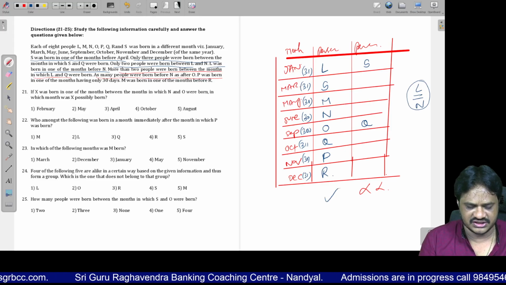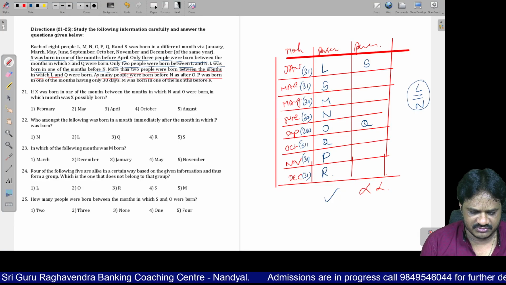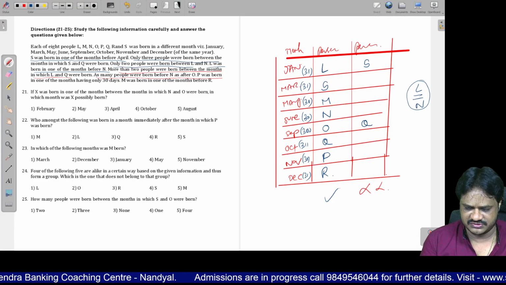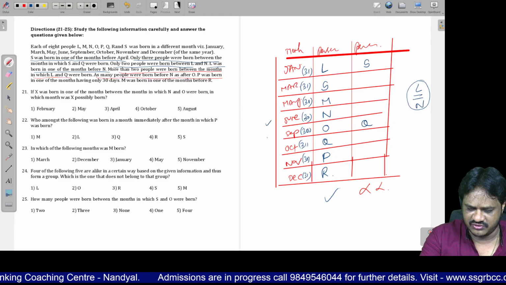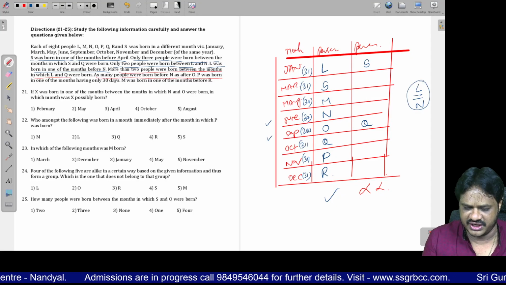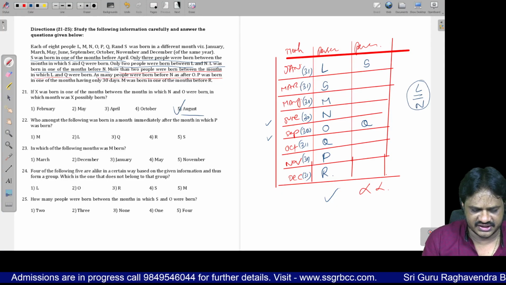Now let us answer the questions. If X was born in one of the months between N and O, in which month was X possibly born? So N is in June and O in September. In between we are having 2 months, that is July and August. Since you don't have the option July, August is the correct answer.